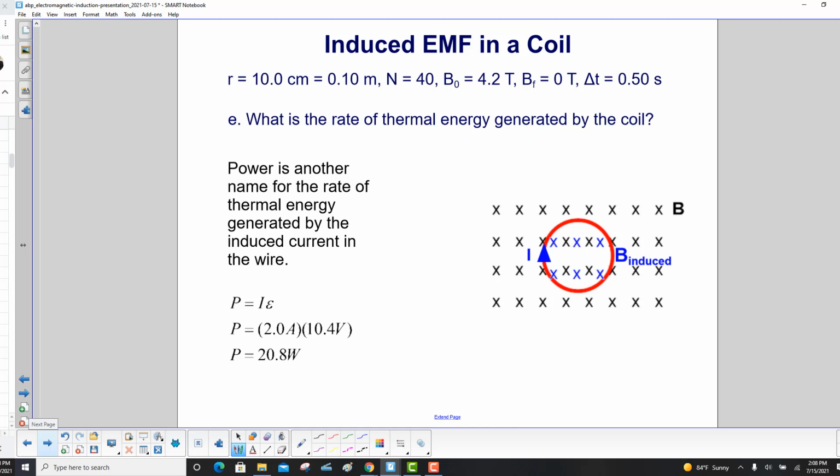What is the rate of thermal energy generated by the coil? Well, power is another name for the rate of thermal energy generated, and that will be generated by this induced current in the wire. And power is IV, where V is voltage, but again, voltage and EMF are interchangeable here. Substitute in our current, our EMF, and you get a power, or the rate of thermal energy generated, of 20.8 watts.